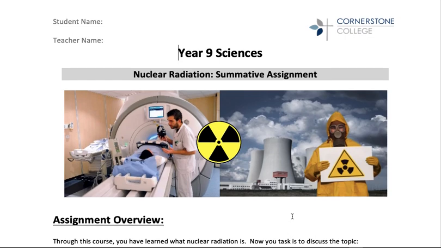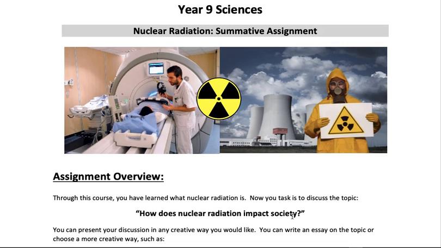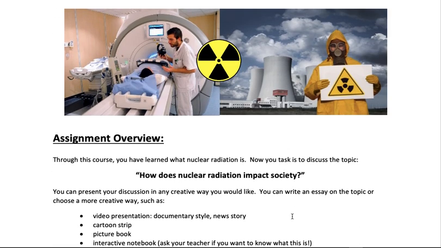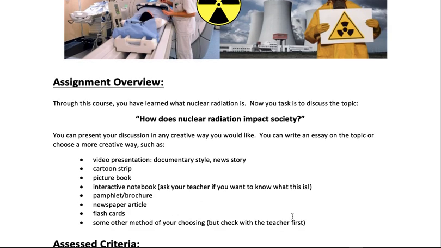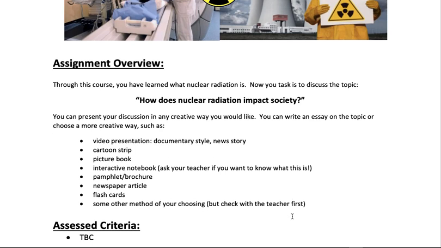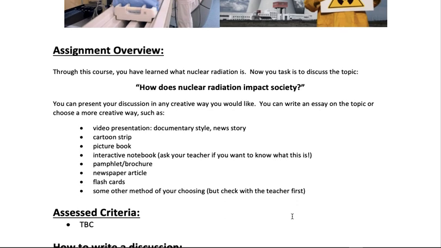Go through your next assessment piece, which is the nuclear radiation summative assignment. What you have to do for this task is to respond to the question, how does nuclear radiation impact on society? You can choose the method in which you present your response. You can write an essay on the topic or choose a more creative way, such as a video presentation, like a documentary style, a news story, cartoon strip, picture book, interactive notebook, pamphlet, brochure, newspaper article, flashcards, or some other method of choosing. But check with me first.